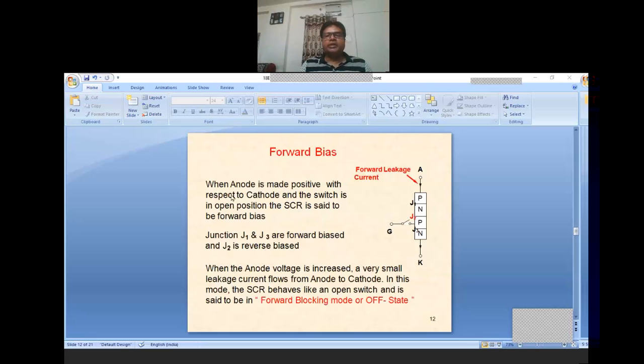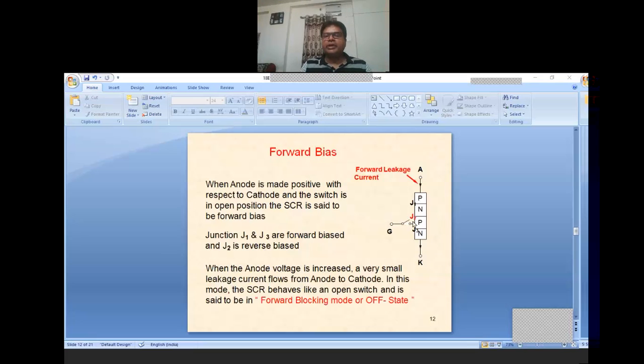See, when anode is made positive with respect to cathode, and the switch is in open position, the SCR is said to be forward biased. Junctions J1 and J3 are forward biased. They are called forward biased because their width will get decreased. There will be more flow of electrons and holes across those junctions.